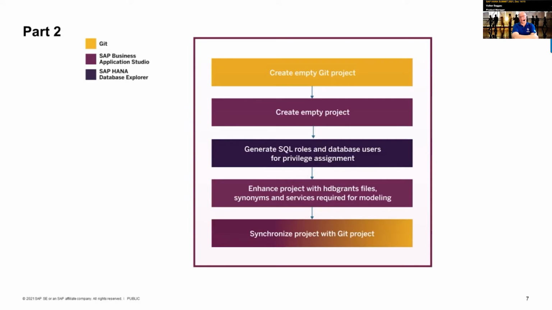In Business Application Studio then, we will enhance our template project. We will create Hdb grants files. We will create Synonym and prepare everything for the service. And finally, as hinted at before, we will synchronize the project with the Git project, and then I will hand it over to Chris so that he can show how he would now develop based on this template.